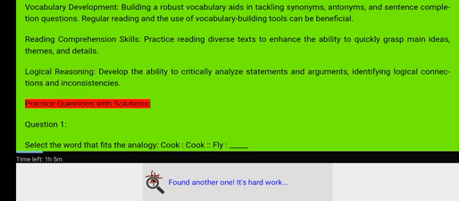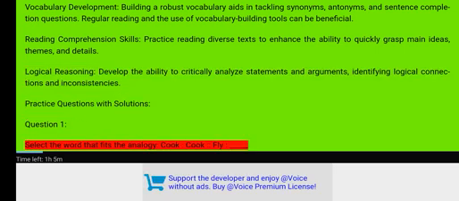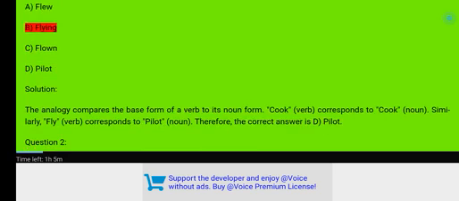Practice questions with solutions. Question 1. Select the word that fits the analogy. Cook, fly, blank. A. Flew. B. Flying. C. Flown. D. Pilot. Solution. The analogy compares the base form of a verb to its noun form. Cook, verb, corresponds to cook, noun. Similarly, fly, verb, corresponds to pilot, noun. Therefore, the correct answer is D. Pilot.